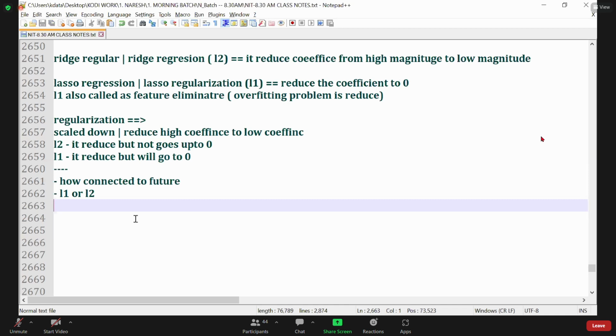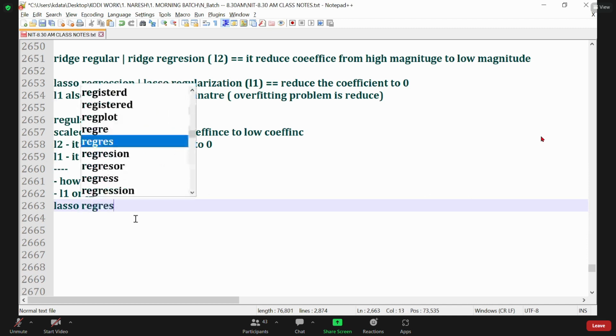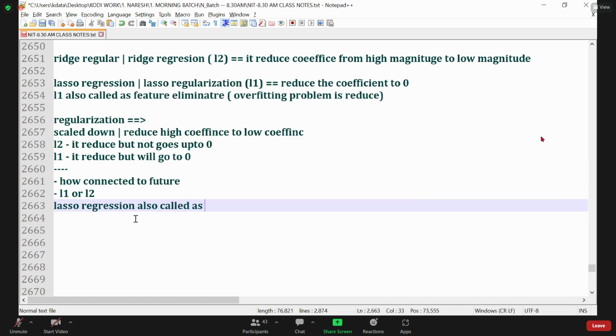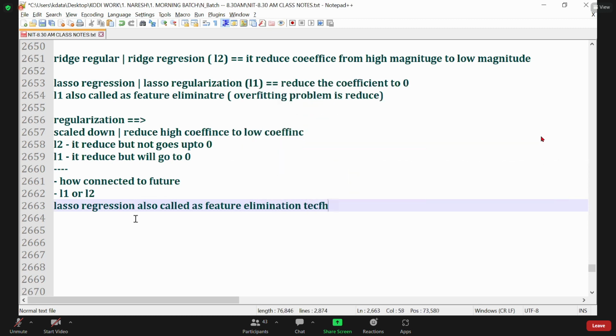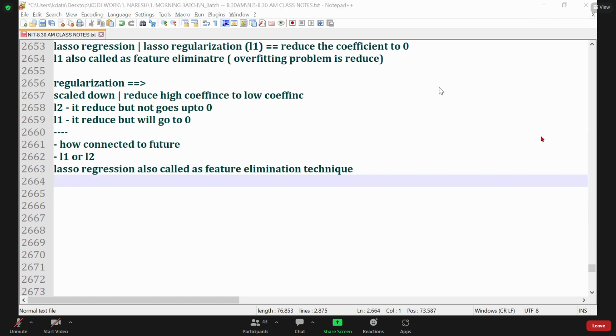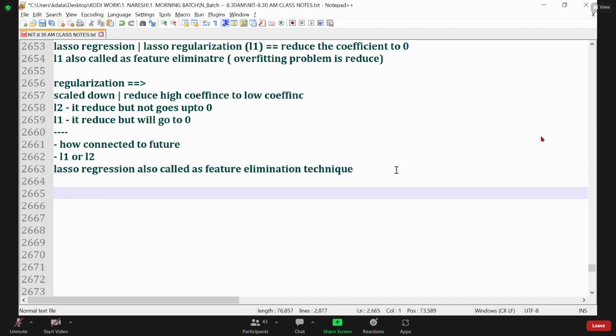Is it L1 or L2, guys? L1 is for lasso, L2 for ridge. So which one reduces the coefficient to 0, L1 or L2? Lasso, L1, right? So when the coefficients are reduced to 0, lasso regression is also called a feature elimination technique, isn't it? Feature elimination technique, guys, right? I hope it's clear what lasso is and what ridge is.